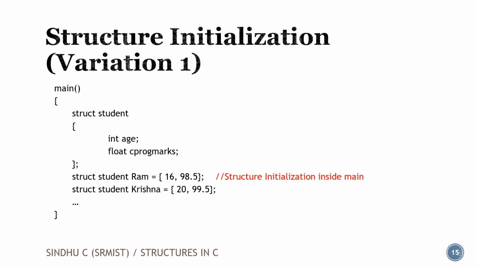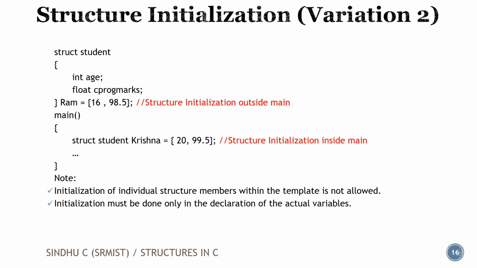So here is one variation. Here the definition is given separately, and then you are declaring it separately. When we are declaring it, you are initializing. So in the declaration of the variable Ram, you are assigning values 16 and 98.5. Then when you are declaring the Krishna variable, you are assigning 20 and 99.5 marks. This is one way of initialization.